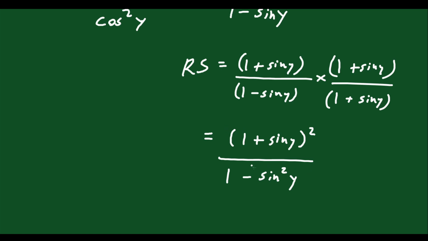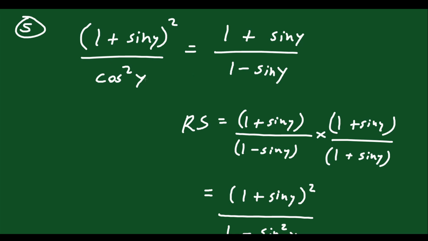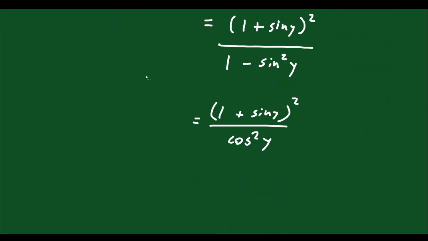From here, whenever you see a 1 with a sine squared or a cos squared, you should be thinking of that Pythagorean identity by this point. It comes up in almost every question. 1 minus sine squared is equal to cos squared. So what I have so far is (1 plus sine y) squared over cos squared y. And that's actually equal to my left side. If you look at the left side over here, it's the exact same. So my left side is equal to my right side. I'm all done. That's my proof.